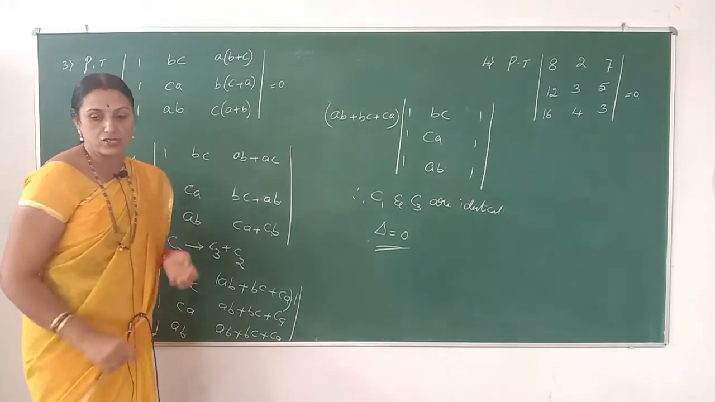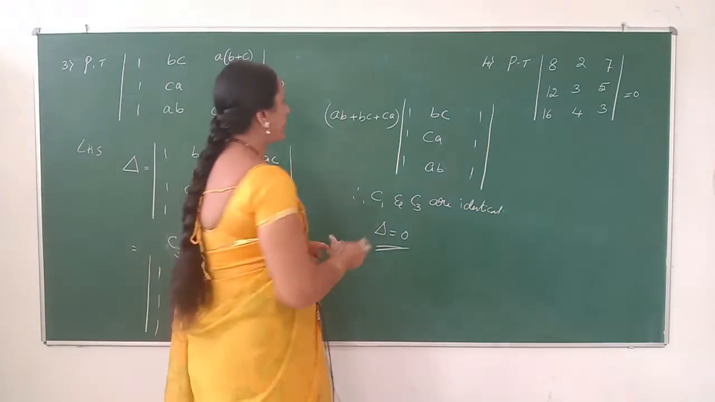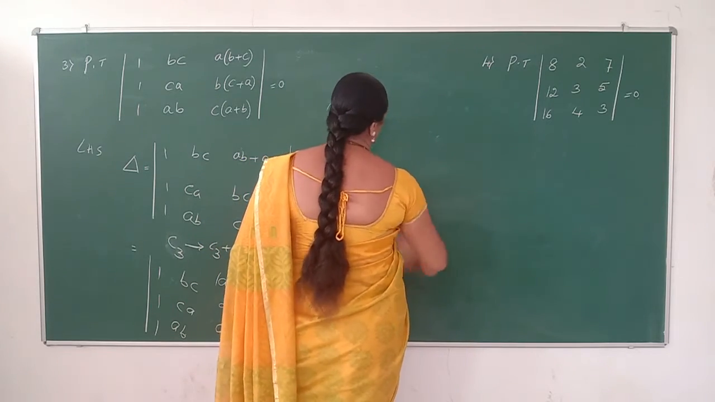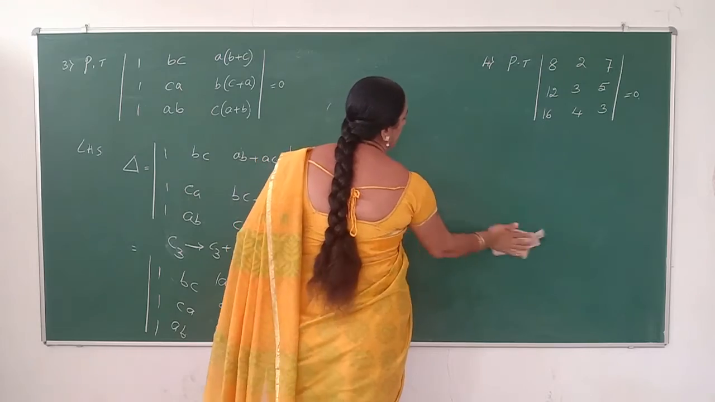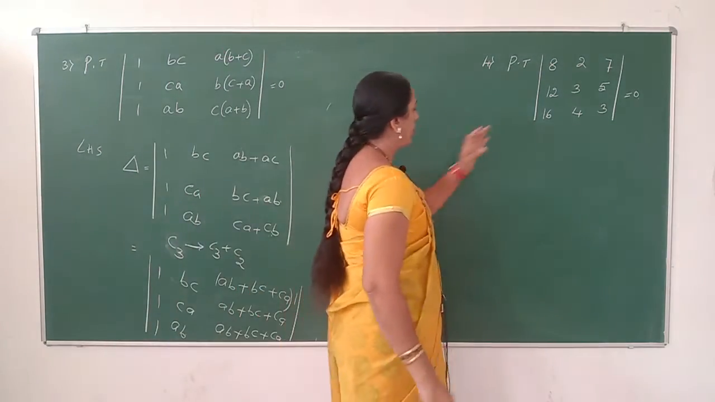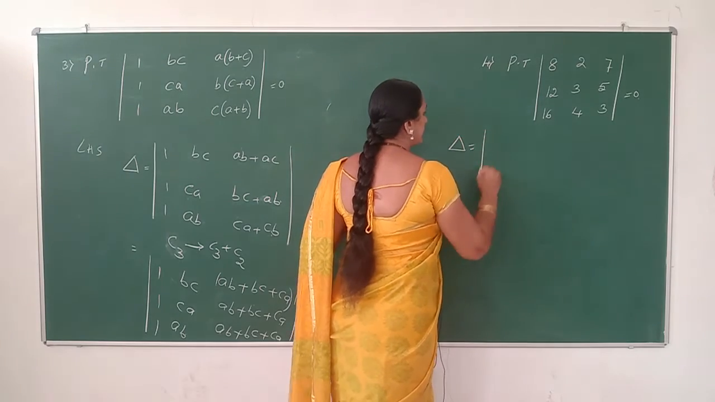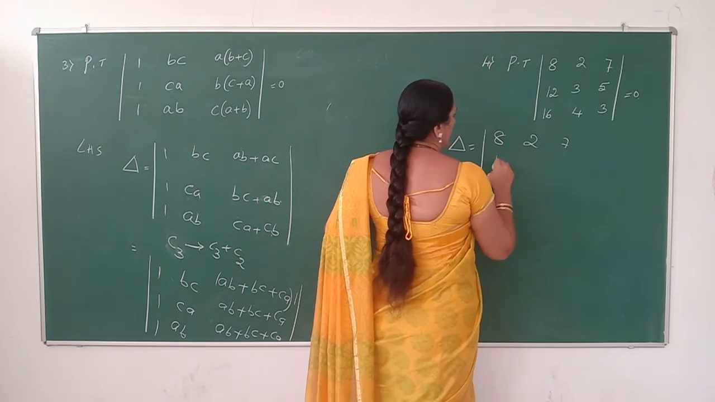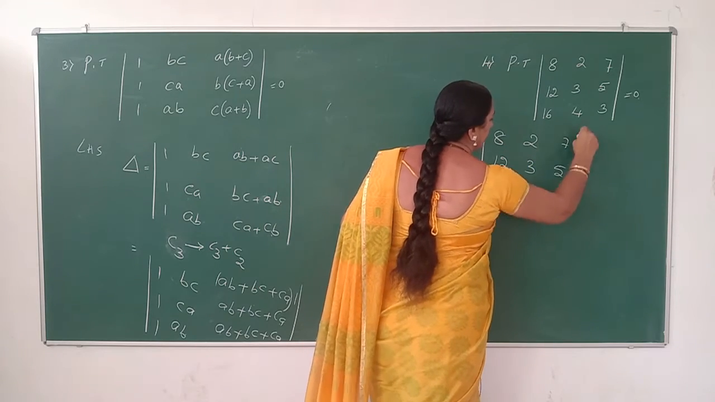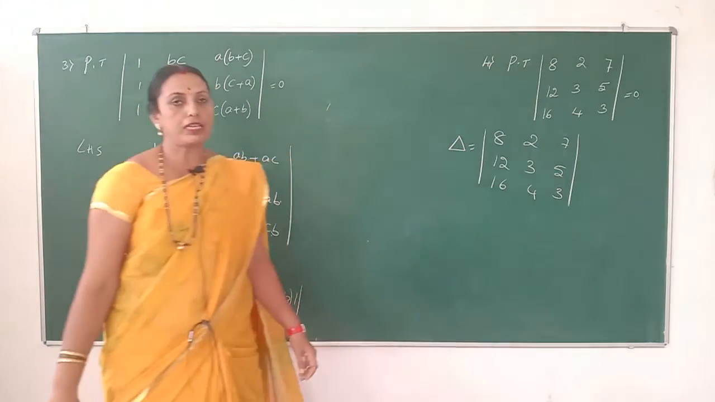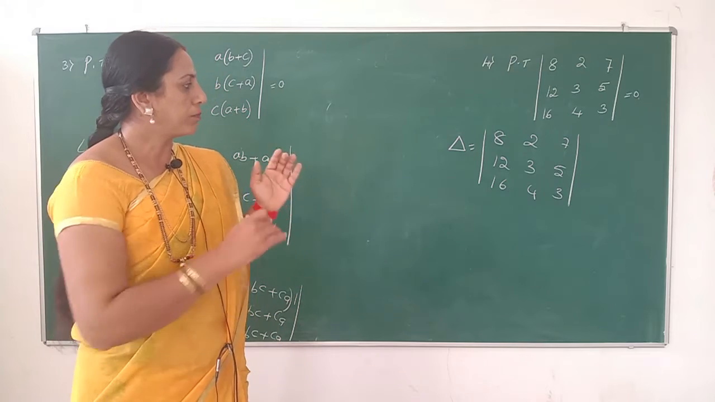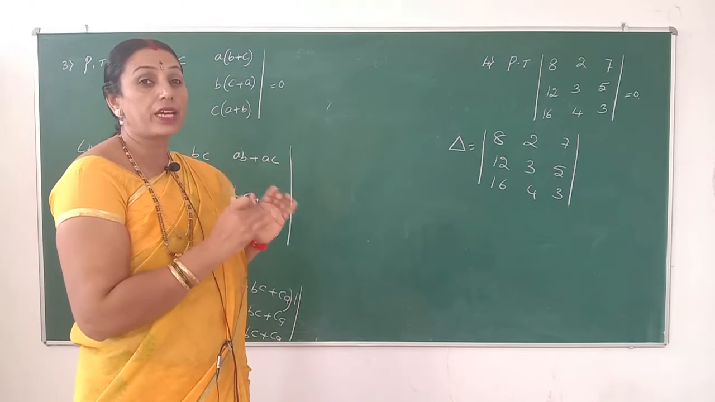It is the RHS. Similarly, the next one: prove that the determinant with rows 8, 2, 7; 12, 3, 5; 16, 4, 3 is equal to 0. Now first we consider delta, with rows 8, 2, 7; 12, 3, 5; 16, 4, 3. First we observe whether all the elements of any row or any column are a multiple of some number. Multiple means it is possible to get a common factor.